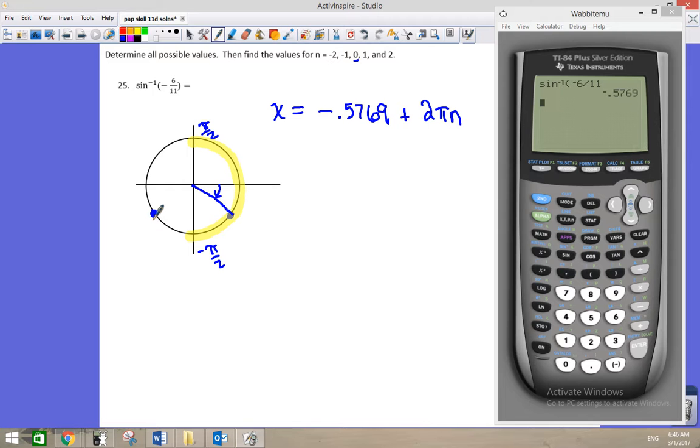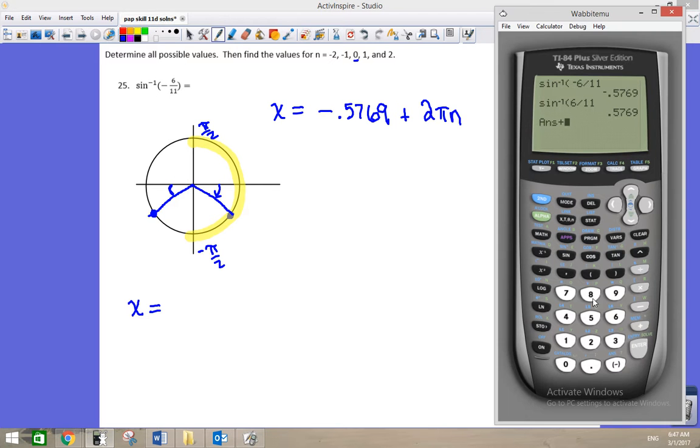Now, if I jump over and write the equation for this point, then let's use this as a reference angle, and if I find that reference angle in quadrant 1, okay, so that's this angle.